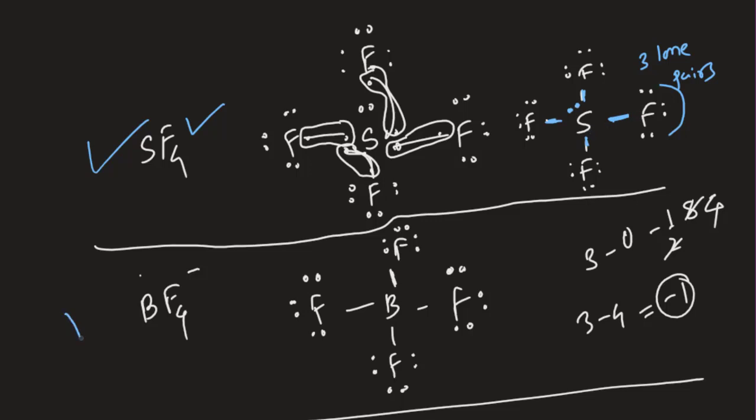Next one is BF4 minus. So here B is again the central atom and there is a formal charge of -1 on this boron. So boron has 3 valence electrons, but it borrows 1 electron, and that's why it is able to make 4 bonds. So ideally it should be making only 3 bonds because it has got 3 valence electrons, but since it has borrowed 1 electron, it is able to make 1 extra bond with fluorine.